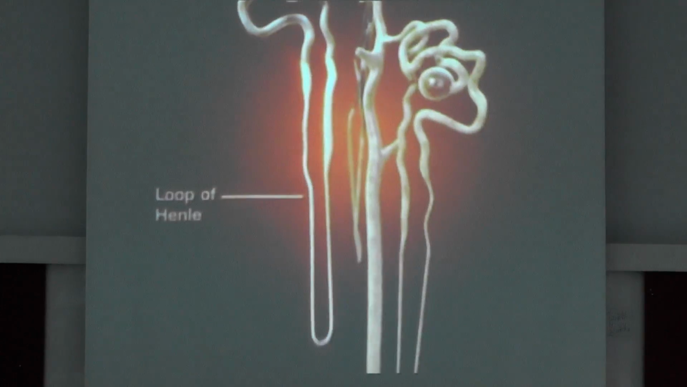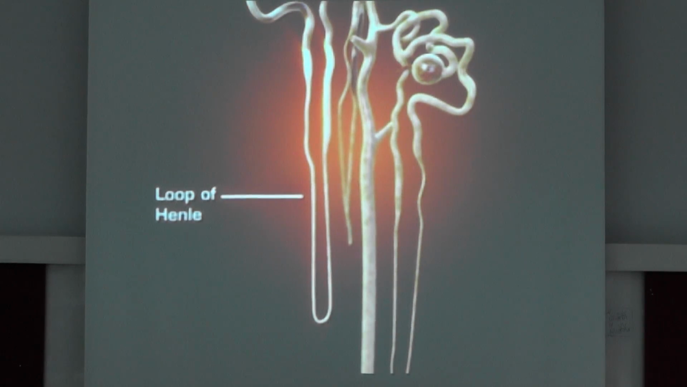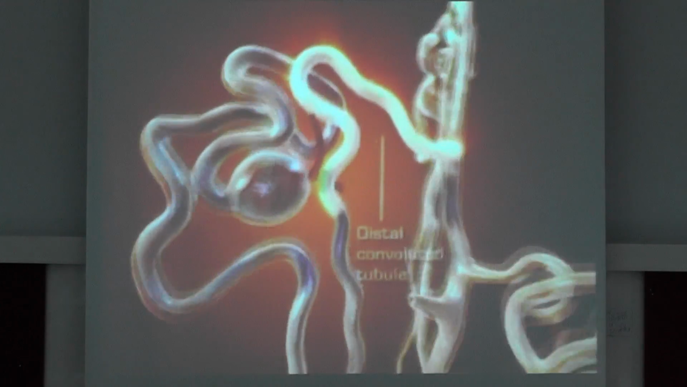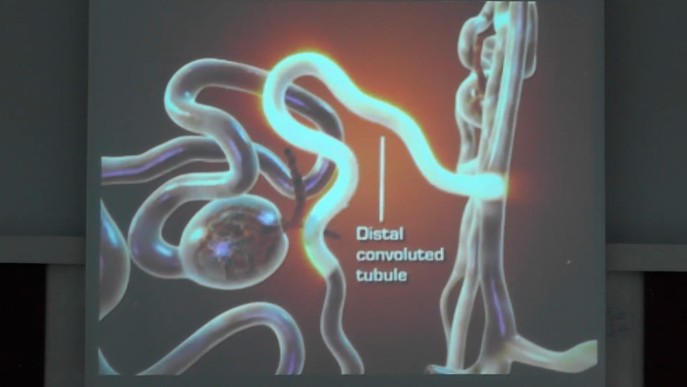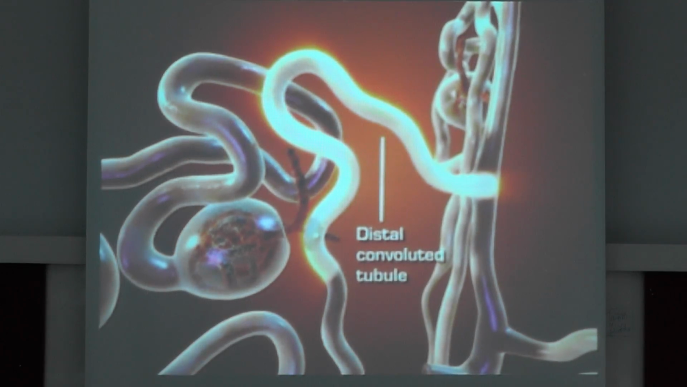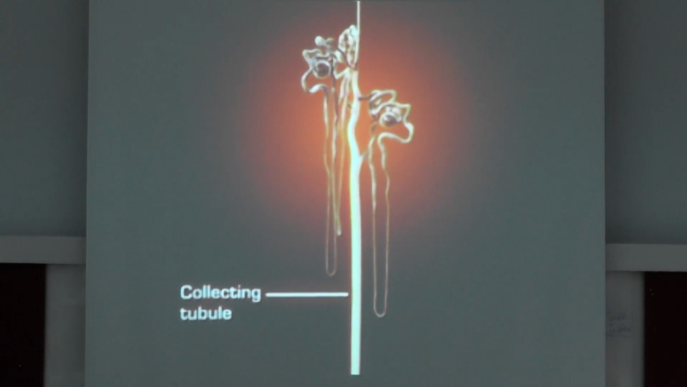Next is a thin loop structure called the loop of Henle, which reabsorbs water and ions from the urine and plays a role in controlling the concentration of urine. Then a distal coiled portion called the distal convoluted tubule, which regulates potassium, sodium, and pH, and where further dilution of the urine takes place. And the collecting tubule, which joins with several tubules to collect the filtrate and where final sodium regulation takes place.